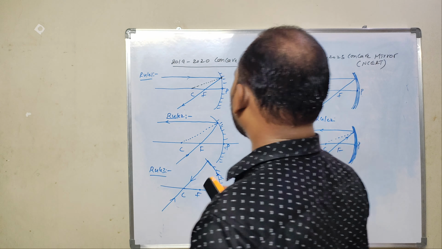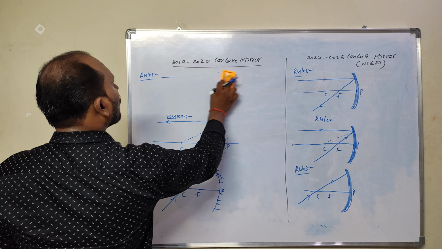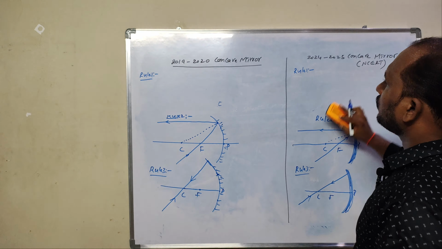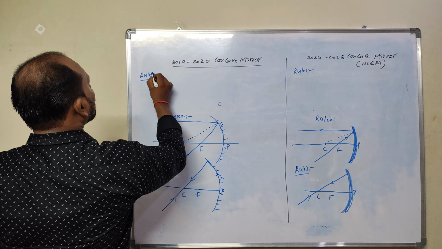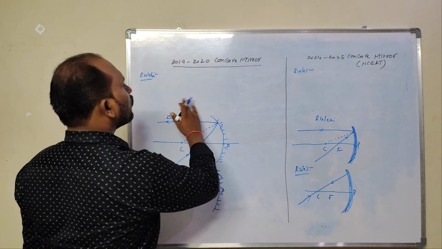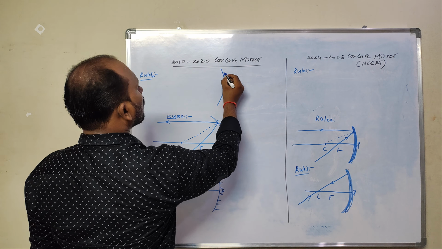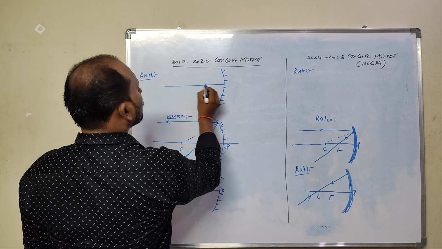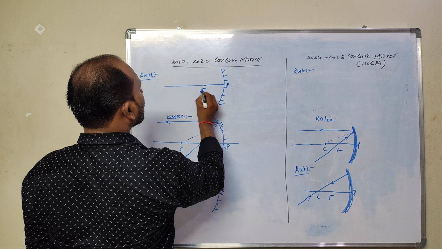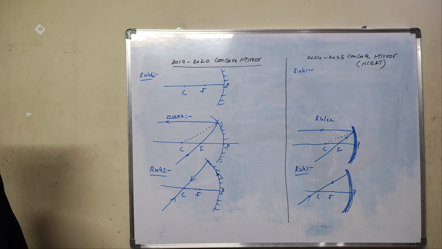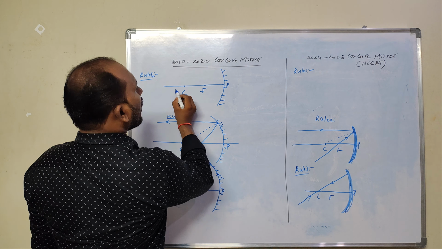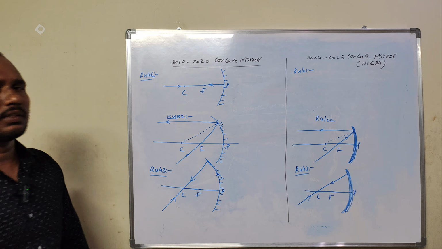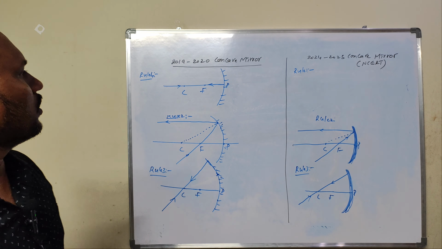Now rule four. Everybody should pay attention to rule four. What is rule four? This is P, this is F and C. Rule four is: a ray passes through principal axis with no deviation. Here also with no deviation.